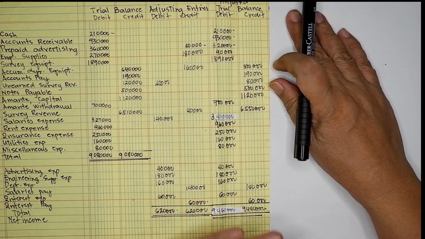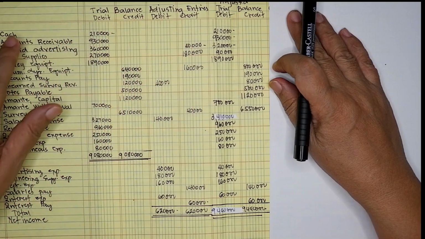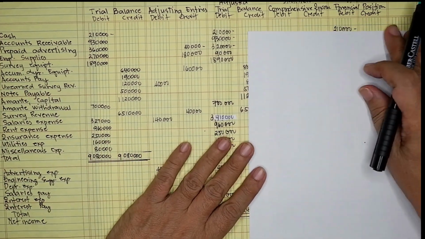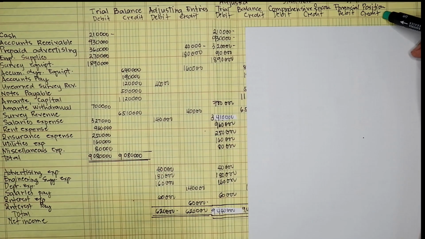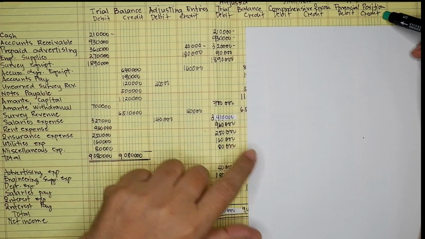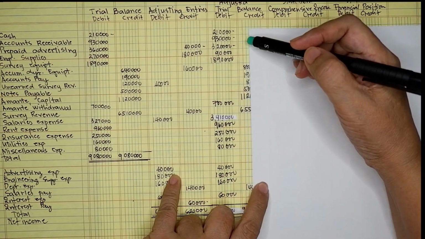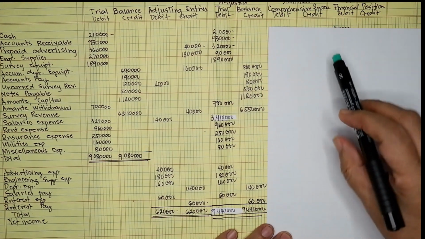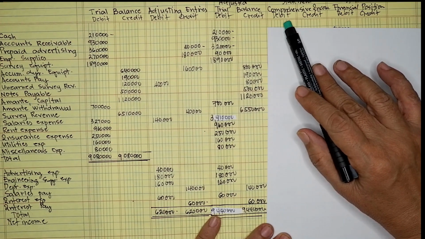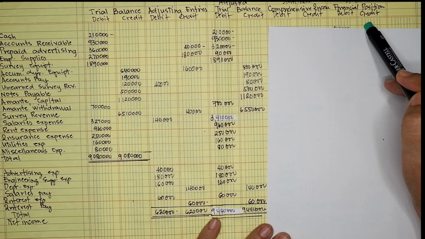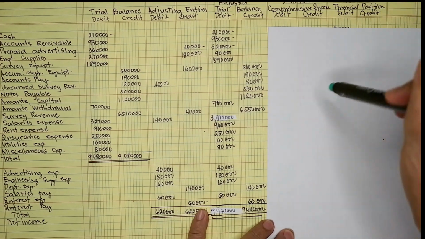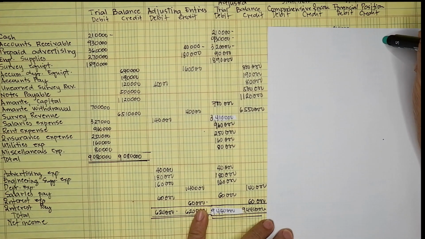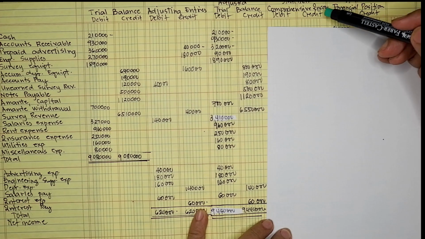Now, after the adjusted trial balance, the next four columns are the statement of comprehensive income and the statement of financial position. From the adjusted trial balance, this amount will be posted either to the statement of comprehensive income or the statement of financial position. If you have already posted it in the statement of financial position, you should not post it anymore in the statement of comprehensive income.